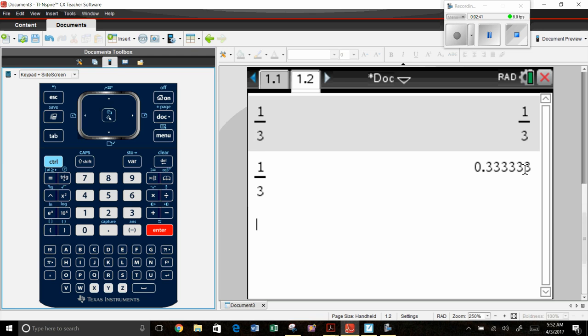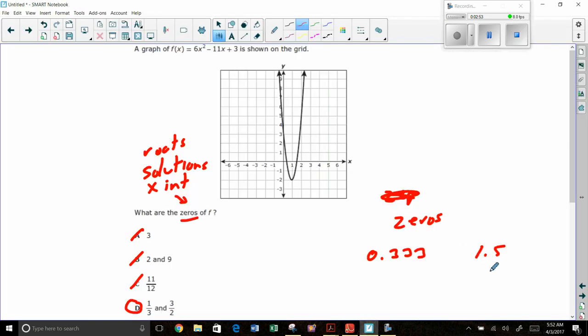My second fraction is 3/2. So 3 divided by 2. Here I'm just going to do Control Enter. And so 3/2 is the same as 1.5. So right here, we had said 1.5 was the same as 3/2, and that 0.333 was the same as 1/3. So right here, choice D is the correct answer.